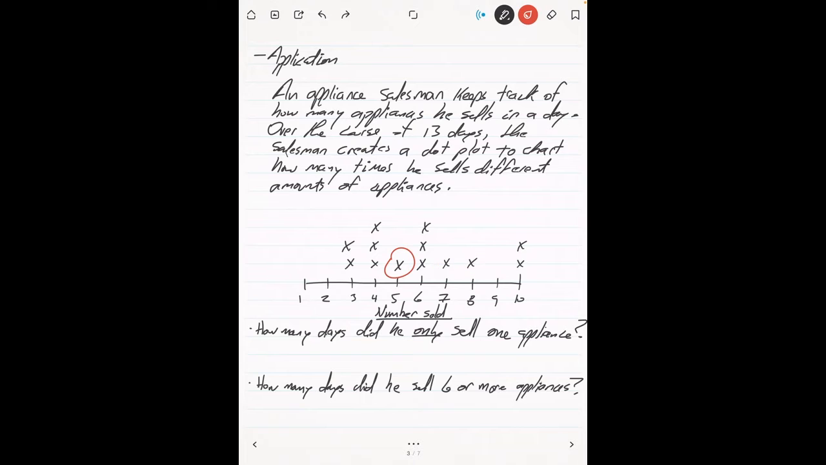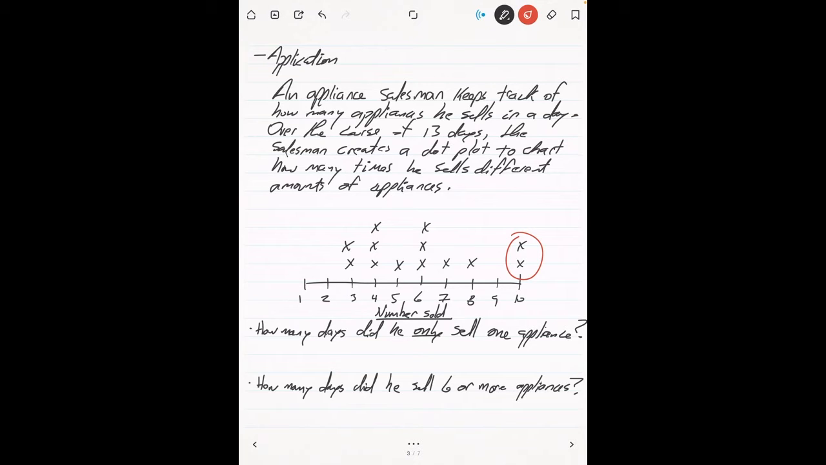I want us to avoid that thinking, and I want us to really think back to what it means to be a dot plot, and what it means to have each point represented on the dot plot. This number right here, 8, means that on a single day, he sold 8 appliances. This right here for the number 7 means one of the 13 days, he sold 7 appliances. Having 2 marks here indicate that there were 2 out of the 13 days that he sold 10 appliances.